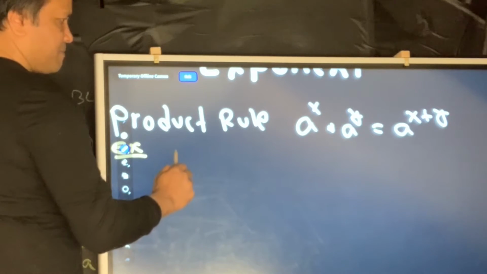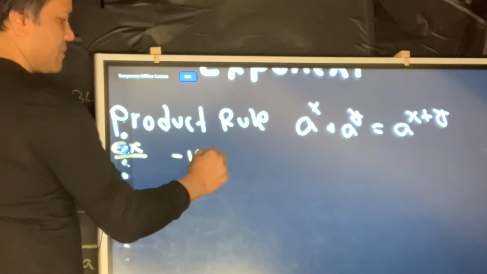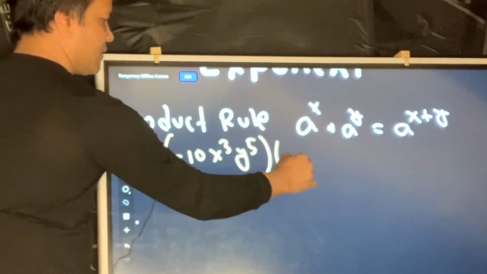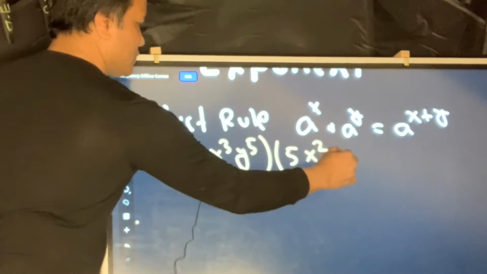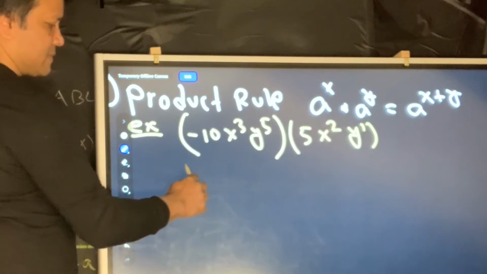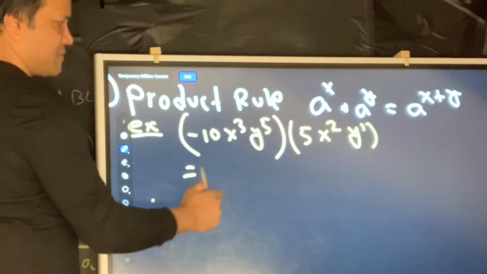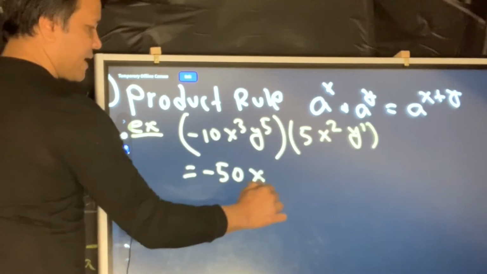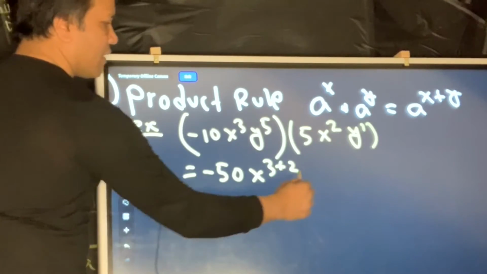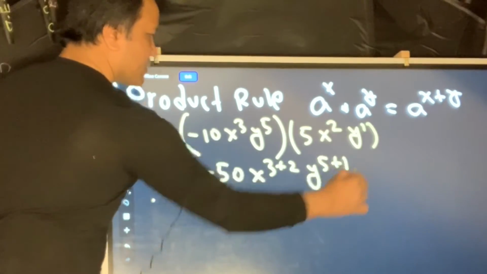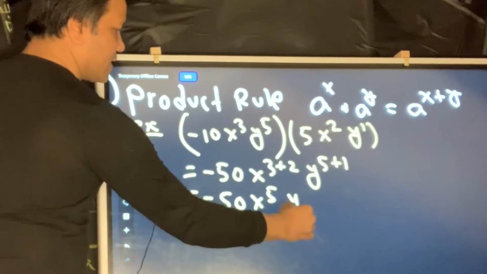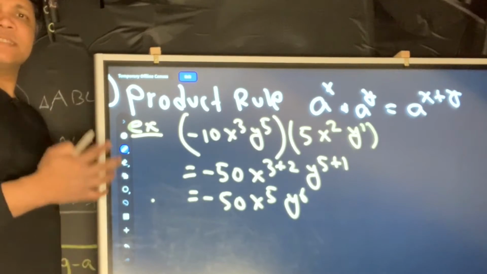Example. Let's say negative 10 x^3 y^5 times 5 x^2 y^1. How can you solve it? Negative 10 times 5 is negative 50. x^(3+2) and y^(5+1). So what do we get? Negative 50 x^5 y^6. This is an example of the product rule.